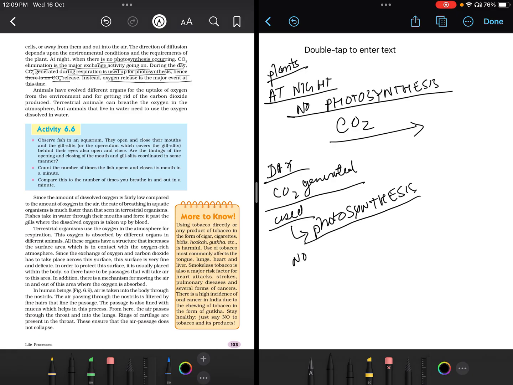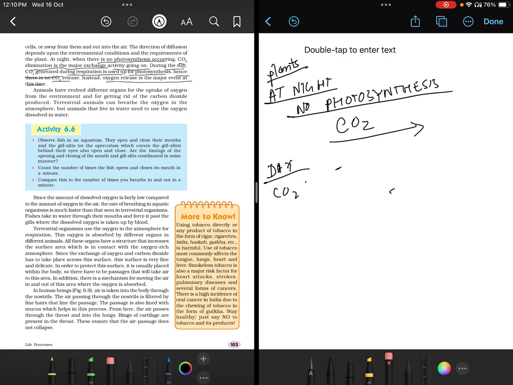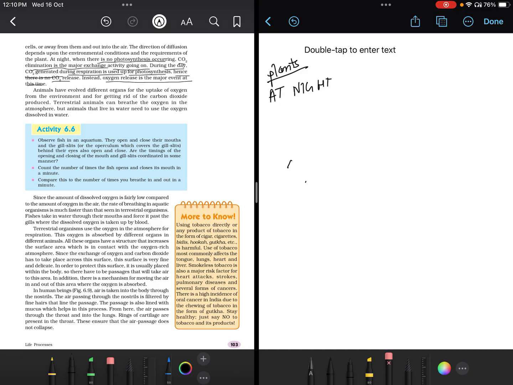So no carbon dioxide is released. Instead, oxygen is released. You have to remember that at night carbon dioxide is released because there is no photosynthesis. Just logically, you think no photosynthesis, carbon dioxide can be released. But during daytime, carbon dioxide is also generated, but it is used in the process of photosynthesis. So carbon dioxide is not released, but oxygen is released. So I think it's clear to all.